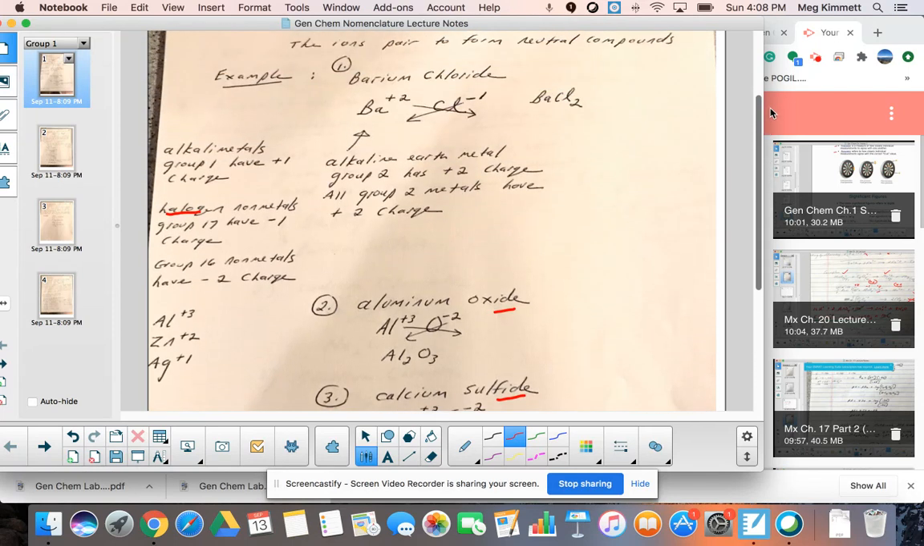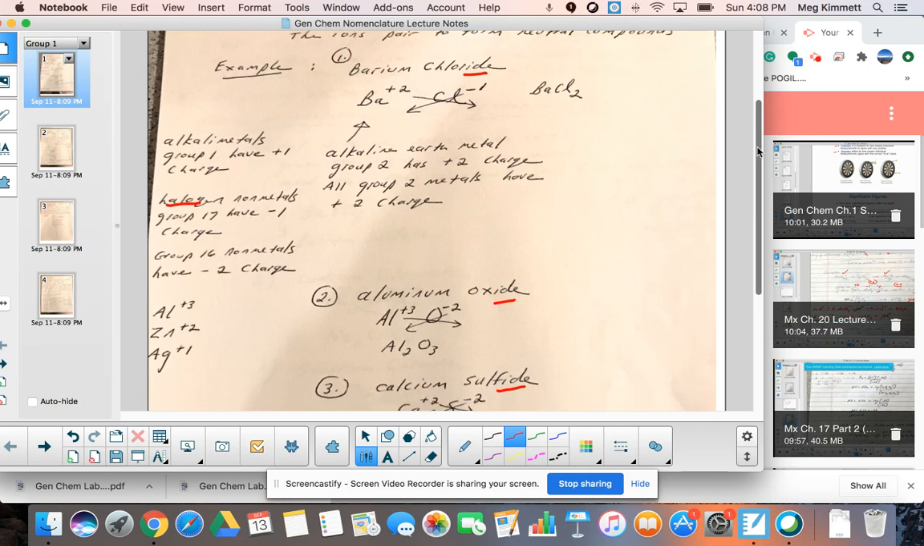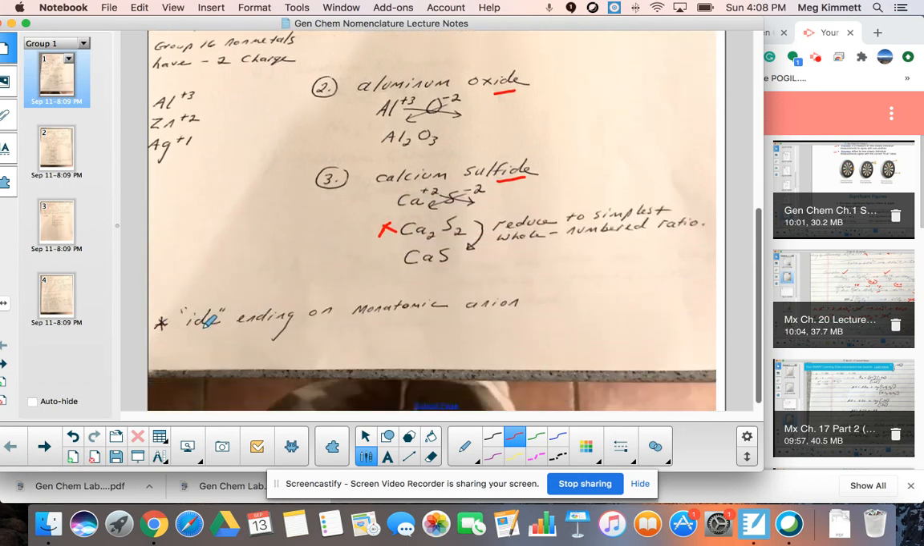And so what we're seeing here is that we have this IDE ending in each of these examples that I just did. You have the IDE ending. And so what I've highlighted down here is the fact that you always are going to have an IDE ending on a monatomic anion. Monatomic is just any element that is by itself, which is different from a polyatomic ion, which we'll talk about in our next segment.